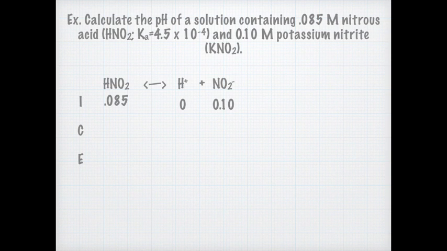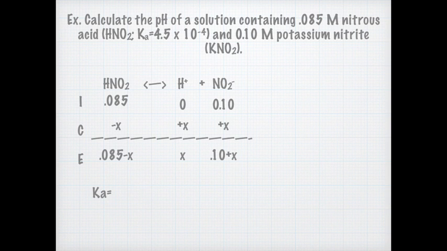Now I'm going to treat it just like I did before, minus X, plus X, plus X. So what I end up getting at equilibrium is 0.085 minus X, X, and 0.10 plus X. Now I can write my acid dissociation expression. My Ka equals the concentration of H plus times the concentration of nitrite divided by the concentration of nitrous acid. Now I can plug those values in. My Ka is 4.5 times 10 to the negative 4th. The concentration of nitrite ions is 0.10 plus X.